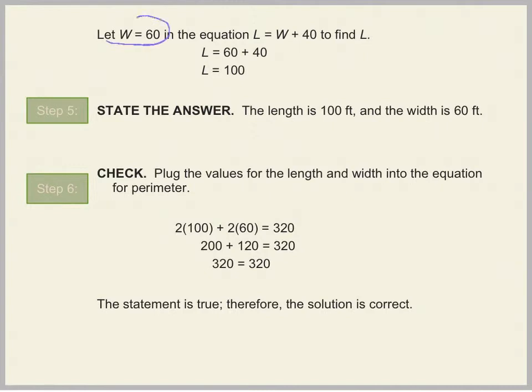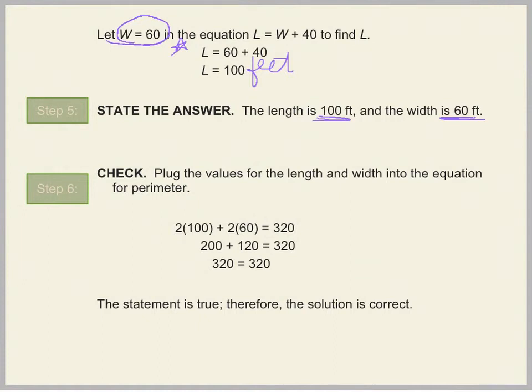Since I have found that W equals 60, I'm going to plug that into one of my two equations to find the length. And it's easy to plug into my second equation because I've already solved for L equals. L equals W plus 40, 60 plus 40, or 100 feet. So the length is 100 feet and the width is 60 feet. Note that I labeled both answers.